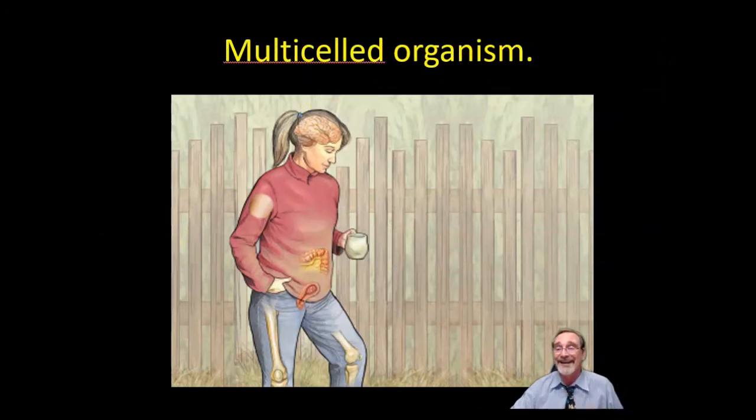Multi-celled organisms, like us, we are multicellular organisms. A frog is a multicellular organism. But it doesn't jump straight from cells, and then we're a big blob of cells.